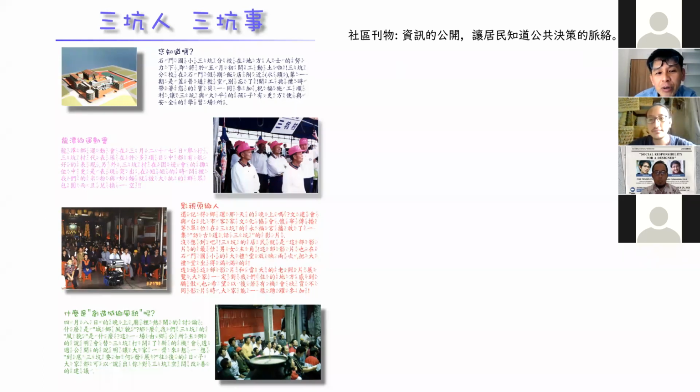So we also did this, like a newspaper, to spread our information to the community. Let the local people know what happens and what will happen in our community.